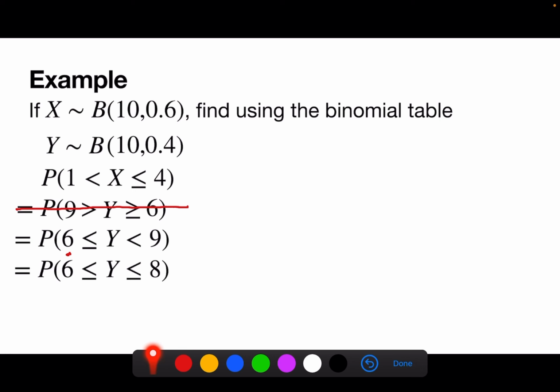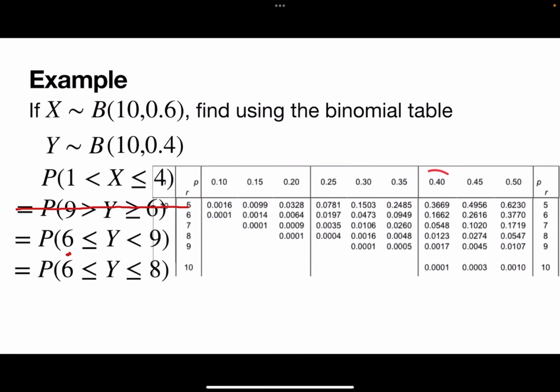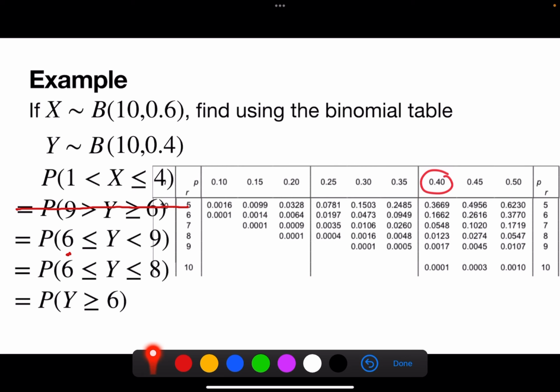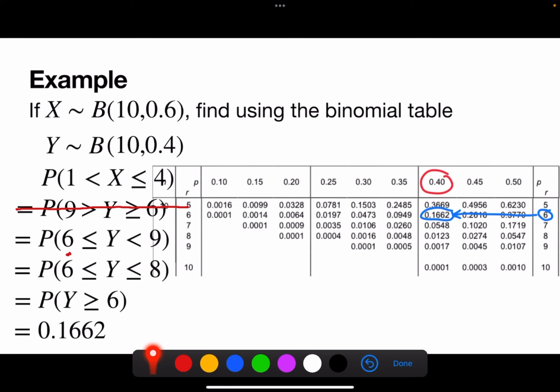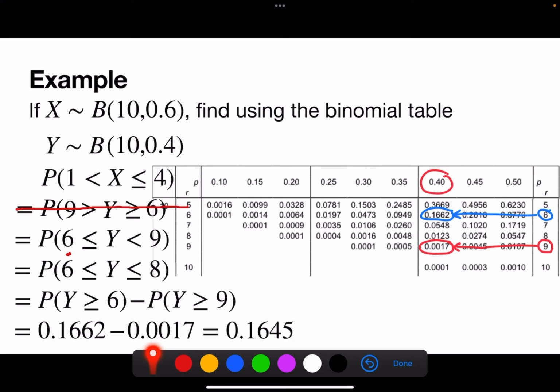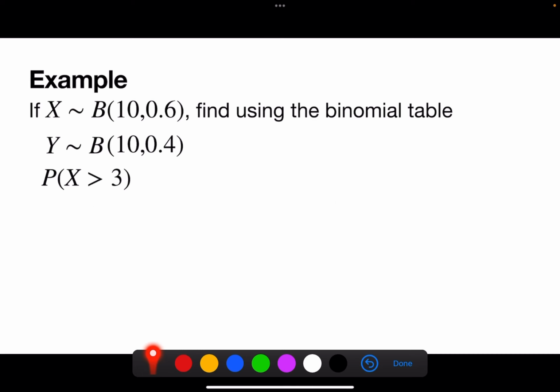We like to read from table. Okay, we're going to take y greater than or equals to 6. Okay, y greater than or equals to 6. And we're going to minus with the number after 8. What is the number after 8? 9. Okay. So probability y greater than or equals to 6 is 0.1662, minus with probability of y greater than or equals to 9, 0.0017. So we're going to get 0.1645.